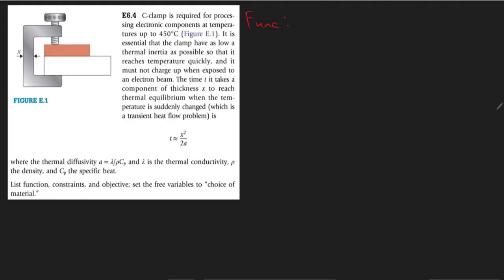So a C-clamp, that's what we are looking for. A C-clamp is required for processing electronic components at temperatures up to 450 degrees C. So a material for a C-clamp, that's what we are looking for. Material for C-clamp. So that's the function.